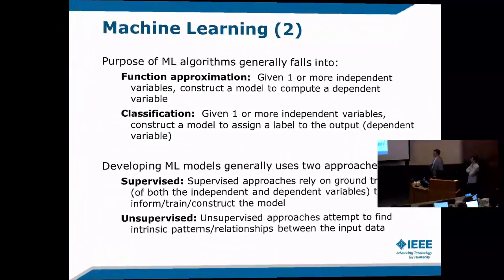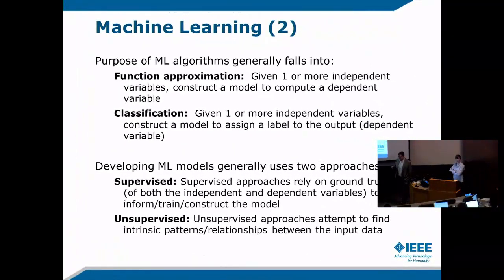So more specifically, the general notion I'll put up is that the purpose of machine learning algorithms generally falls into one of two categories. Again, you can slice and dice that however you want. One is called function approximation: given one or more independent variables, construct a model to compute a dependent variable. So we have a whole bunch of input data, we put it into this thing, and we get an output response. Classification, in contrast to function approximation, is given one or more independent variables, construct a model to assign a label to the output, the dependent variable. So can I label some observation based on a bunch of data from that observation?